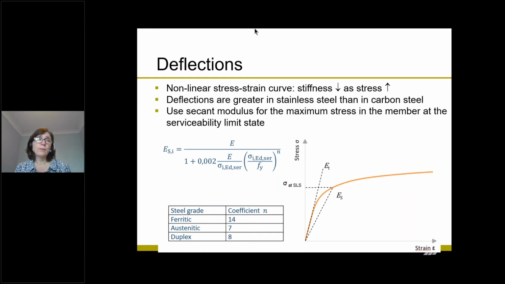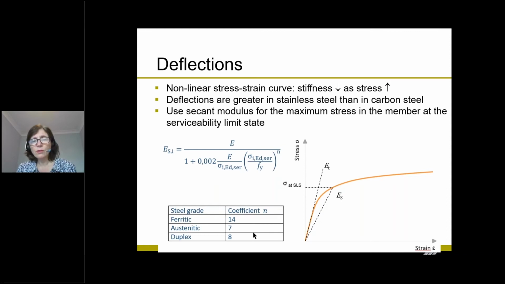The standard approach is to use what's called the secant modulus, shown in this diagram, in order to calculate the deflection. So you take the secant modulus for the maximum stress in the member at the serviceability limit state. The calculation of the secant modulus depends on this factor n, which tells you how nonlinear the stress strain curve is. If you have a low value of n, it's very nonlinear. If n is infinity, then it's like carbon steel with a sharply defined yield point.